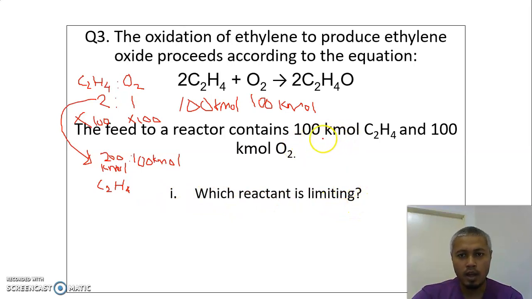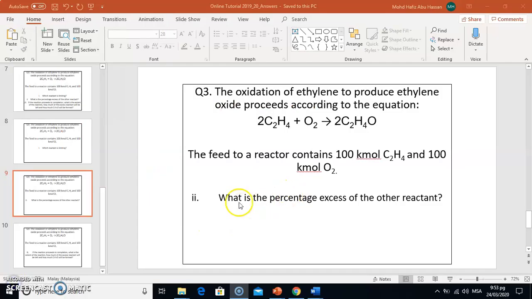Since we only have 100 kilomole of C2H4 in the reaction, in other words, the limiting reactant is C2H4 because we only have 100. We require 200 kilomole. Okay. Second part of this question is what is the percentage excess of the other reactant? So the other reactant means O2.